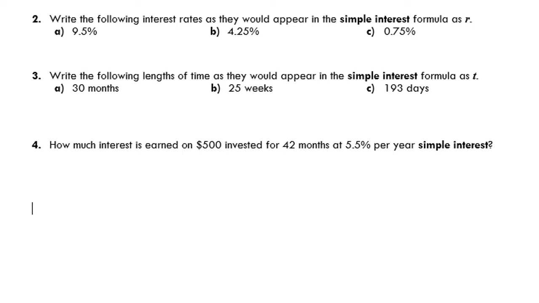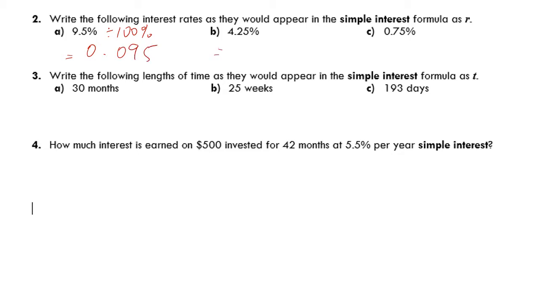Ignore the numbers. I've taken some things out from previous years. So we want to write the following interest rates as they would appear in the simple interest formula, which we know is R. As I've been stressing, you can't just put these numbers in for R, you have to divide by 100, or move the decimal place to the left twice, whatever's your comfort level. So you should get 0.095.